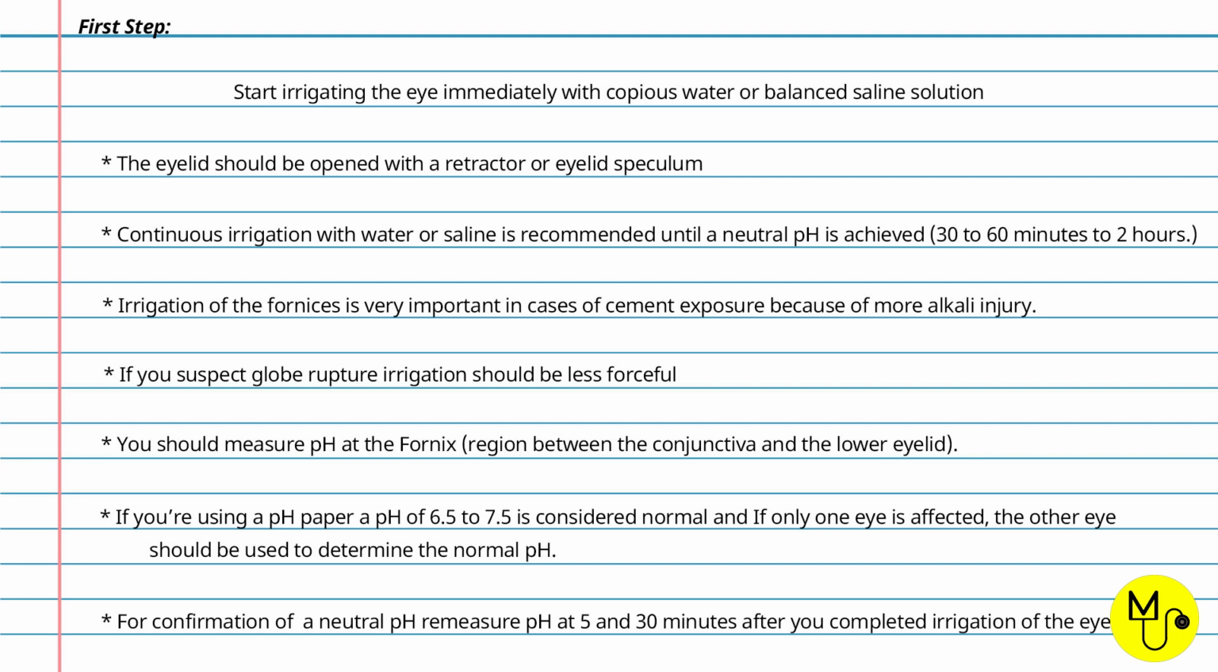And if you're using a pH paper, a pH of 6.5 to 7.5 is considered normal, and if only one eye is affected, the other eye should be used to determine the normal pH. For confirmation of a neutral pH, remeasure pH at 5 and 30 minutes after you completed irrigation of the eye.